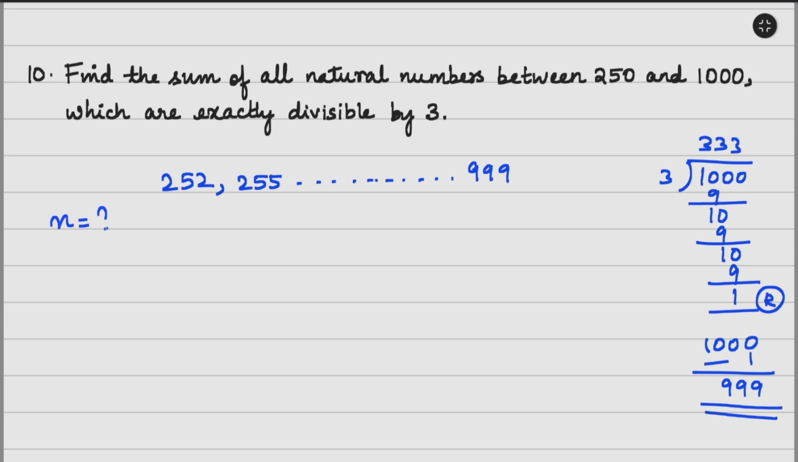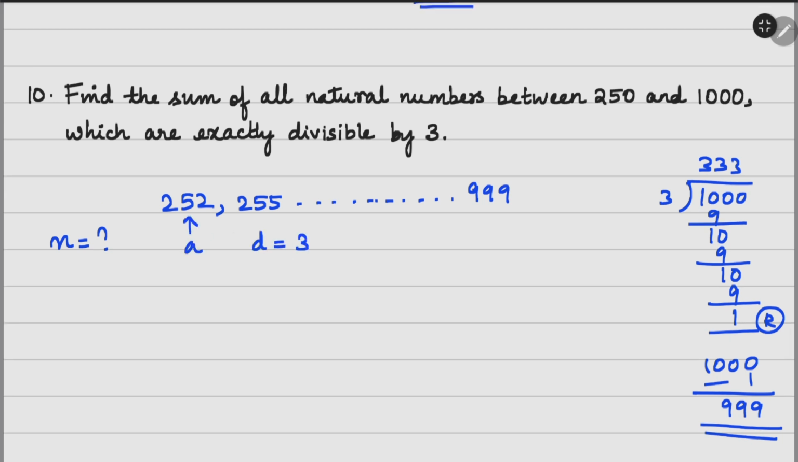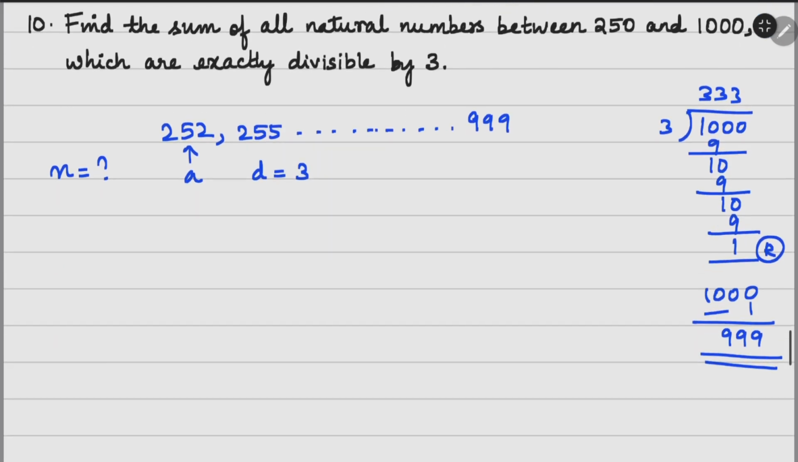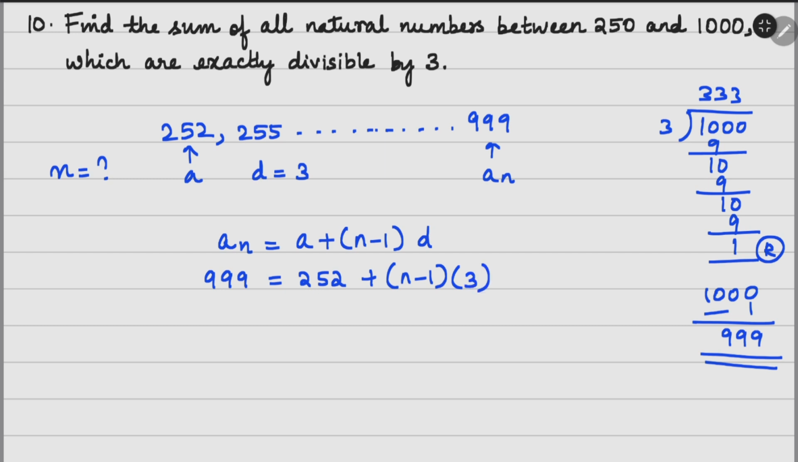N is something which you have to find out. This is your A. Your D is nothing but 3. The last term will be your nth term, An. So we know that An is equal to A plus n minus 1 into D. Just substitute the values. 999 is equal to 252 plus n minus 1 into 3. So 999 minus 252 will be equal to n minus 1 into 3.